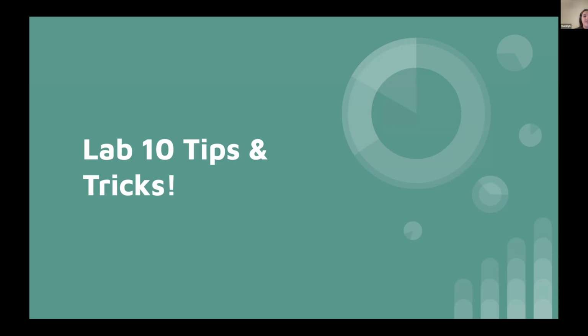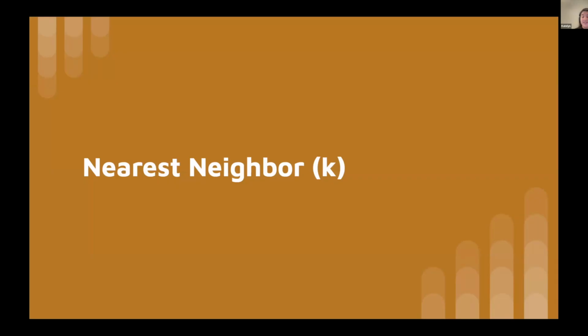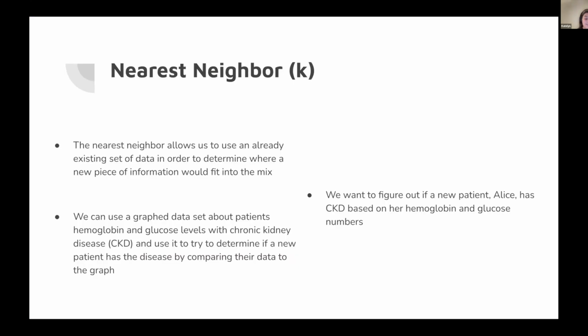One of the most important concepts in this lab in particular is the nearest neighbor, which is what I wanted to talk about specifically in this PowerPoint. So I will get started on that. In general, nearest neighbor, or K, you'll see it as K in the lab for the most part, so just know what that's referencing. It allows you to use an already existing set of data in order to determine where a new piece of information would fit into the mix.